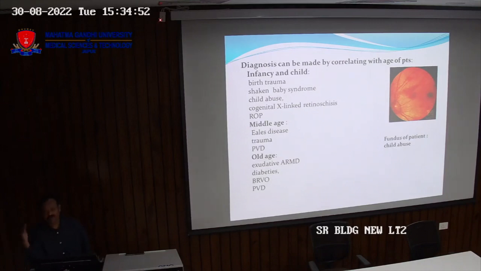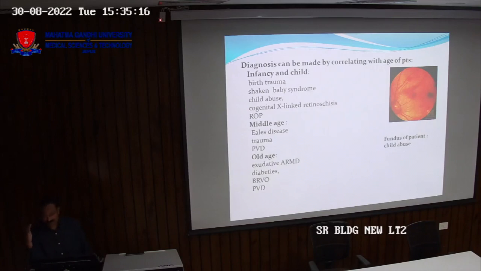Next, the middle age patient, right? From 15 to 30, 45 years of age. So Eales disease in a young healthy adult coming with vitreous hemorrhage, first diagnosis should be vasculitis or Eales disease. Another is trauma, another is PVD, we have already discussed. Old age: diabetes, hypertension, exudative ARMD, BRVO and PVD.